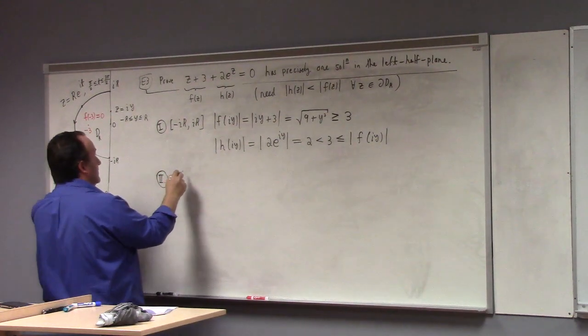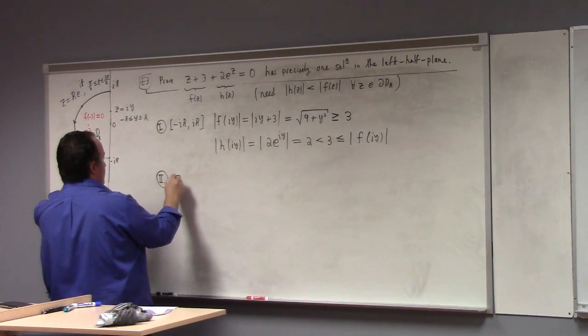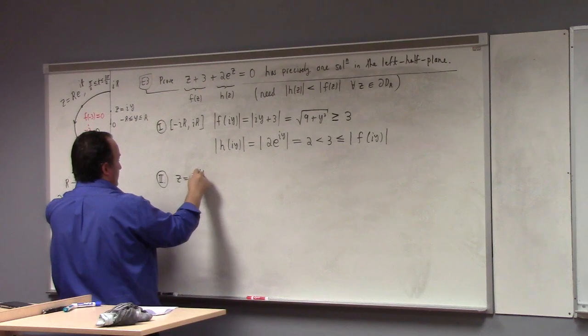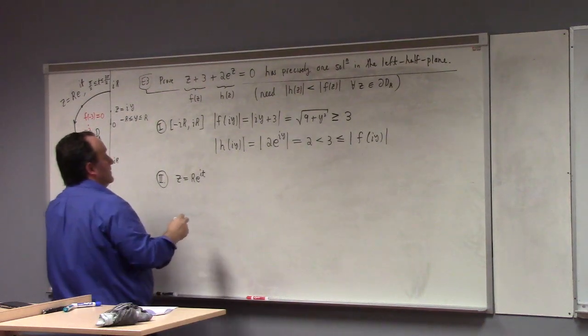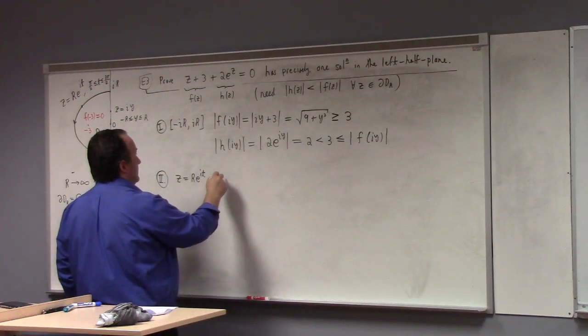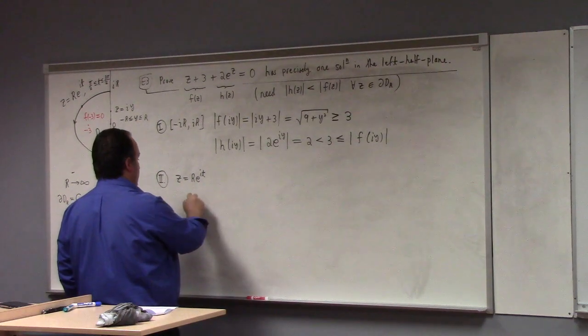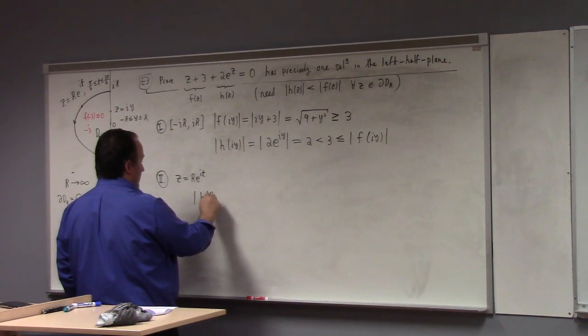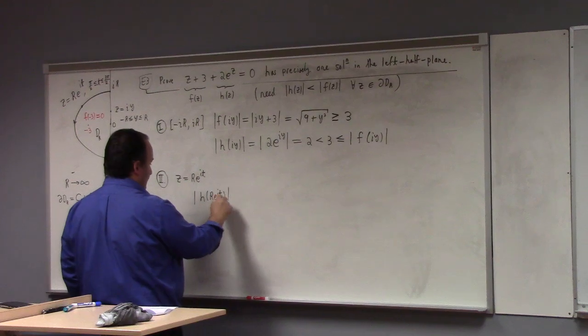If we have z equals r e to the it, how's that go? Well, we've got the modulus of, I'll do the h part first. h of r e to the it is what?